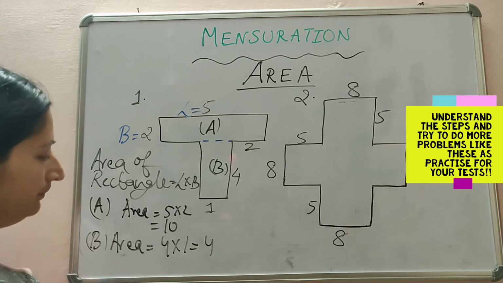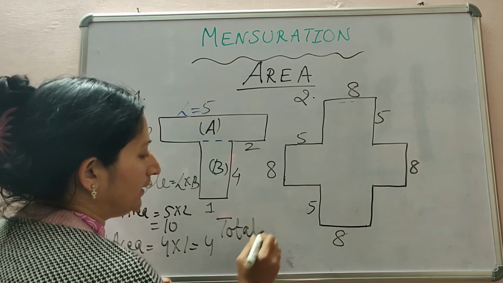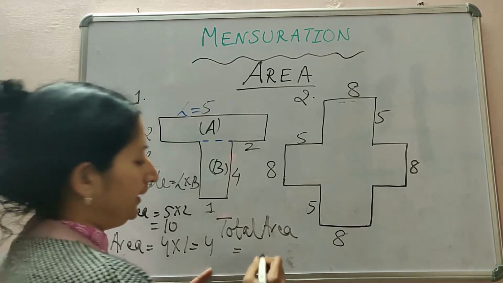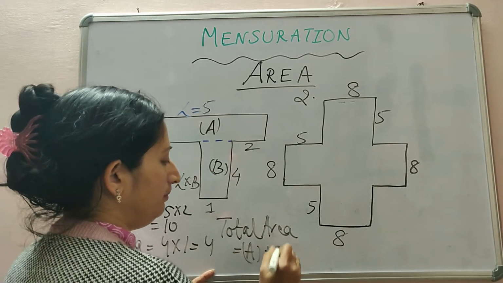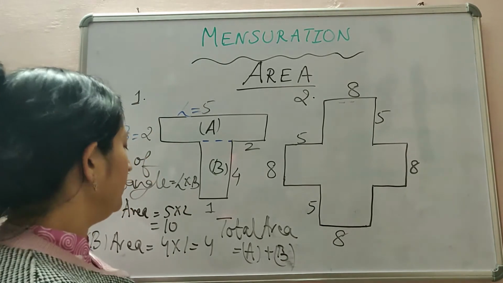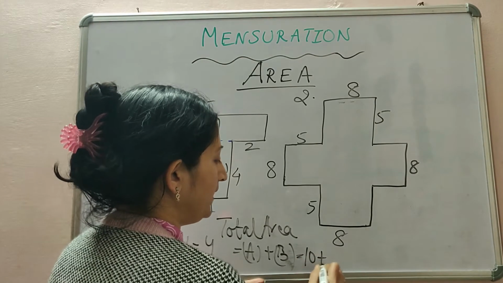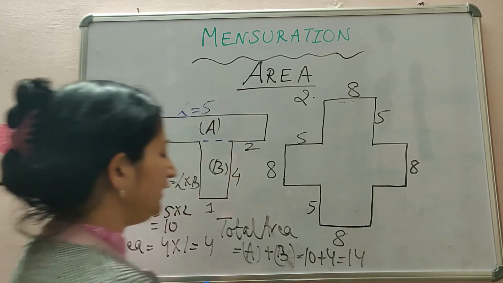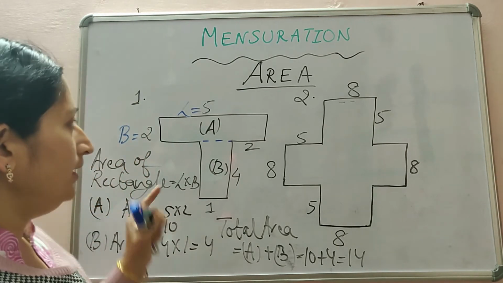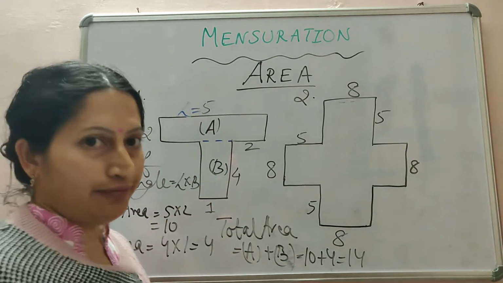Now we have to calculate the total area of this figure. So total area will be A plus B, the area of A plus the area of B. So total area will come out as 10 plus 4, that is 14 units. 10 we have got here and 4 we have got here. I hope it's clear to you how to find the area of this T figure.